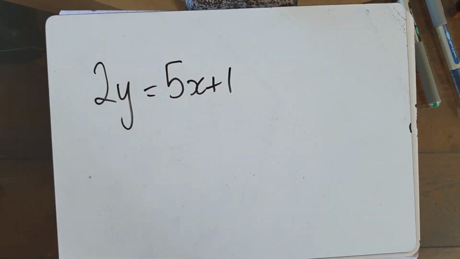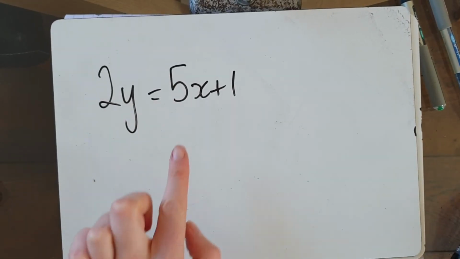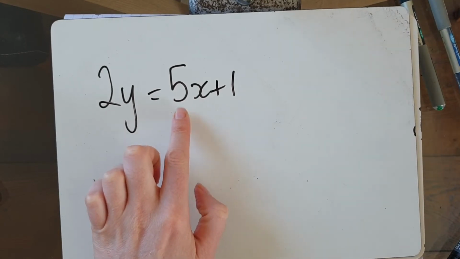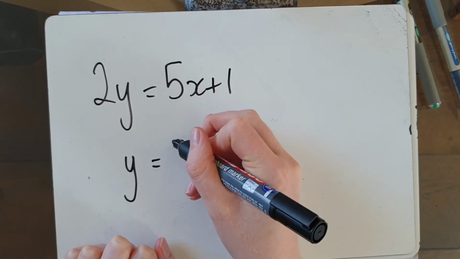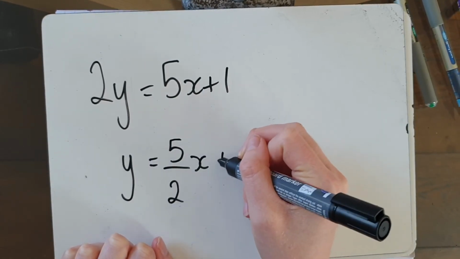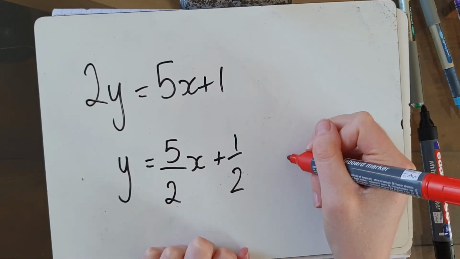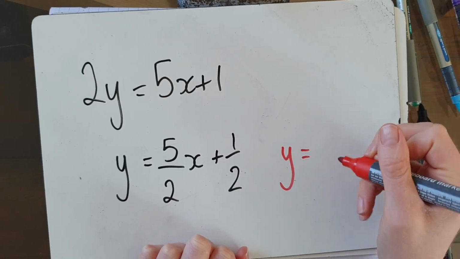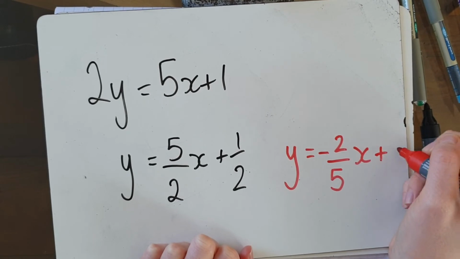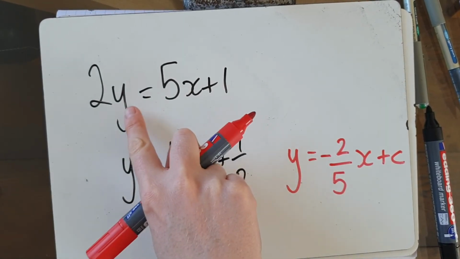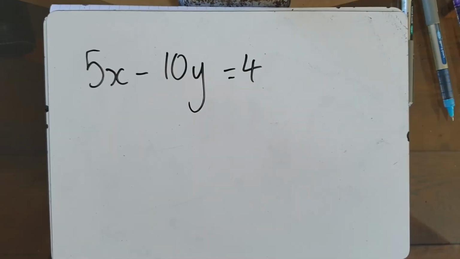Be careful, because if you have to write down an equation that's perpendicular to this line, the gradient is not 5. To find the gradient, we need to make y the subject. So it would actually be 5 over 2 x plus a half. Then we can take the negative reciprocal of this. So the perpendicular line would have equation negative 2/5 of x plus some constant. So always, if you've got a coefficient in front of y, make sure you've made y the subject.